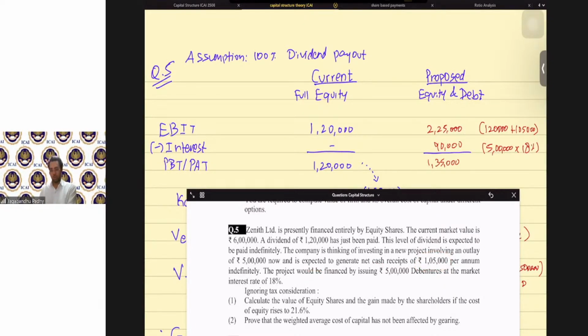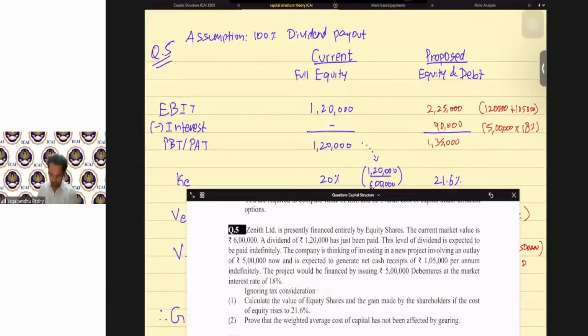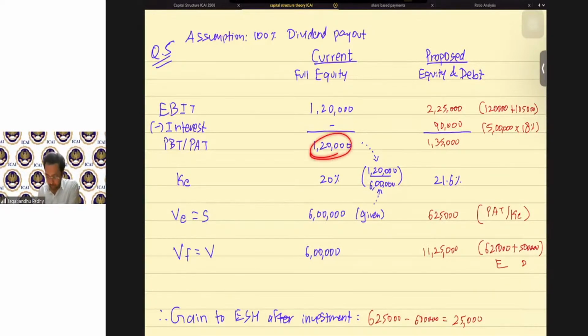So when you're going for new debt, obviously EBIT is not going to remain same. It is going to increase by 1,05,000. But we are going to fund this project by way of debt. So debt of 5 lakh. On 5 lakh, you're supposed to be paying interest of 18%. So that's 1,35,000. Then we have to calculate the value of equity shares and gain made by the shareholders if the cost of equity rises to 21.6%. So as of now, what's the cost of equity? 1,20,000 on 6 lakh, which is 20%.